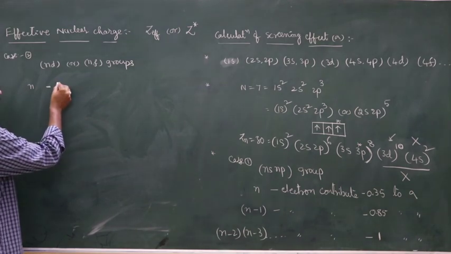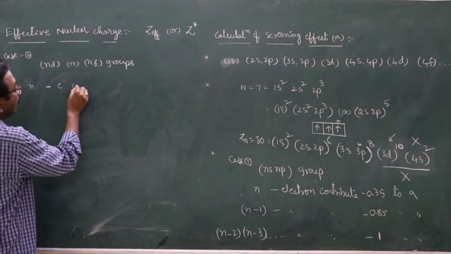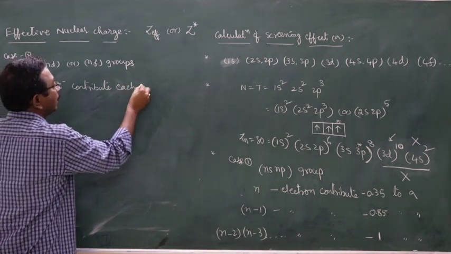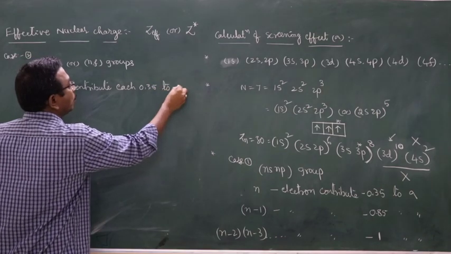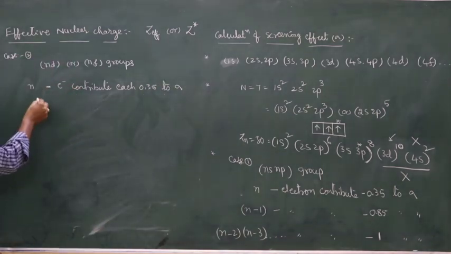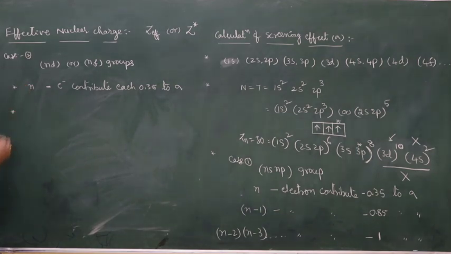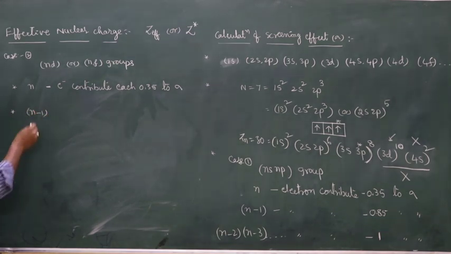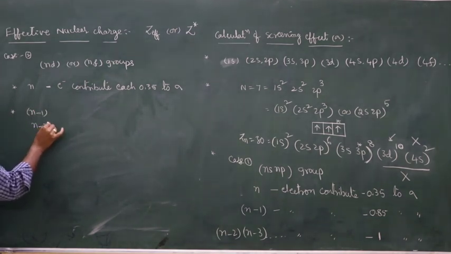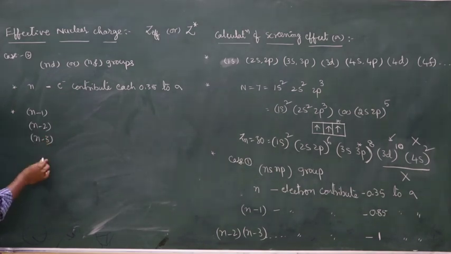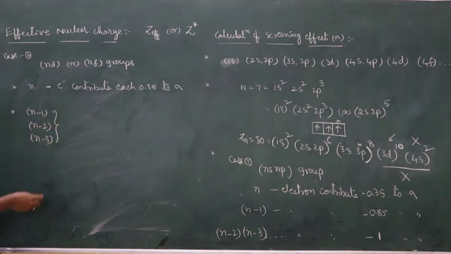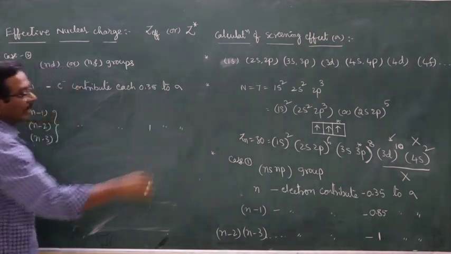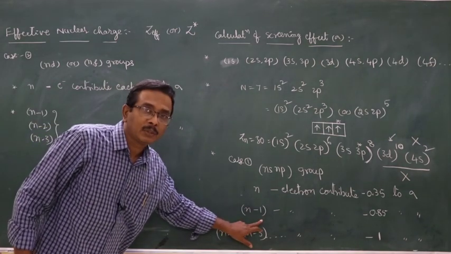Other than that, all the remaining electrons contribute 0.35 each to the Slater constant. And the second point, the electrons which are present in inner orbits, that may be n-1, n-2, n-3, whatever it may be, all the inner electrons contribute 1 each to the Slater constant. Here there is no second point.